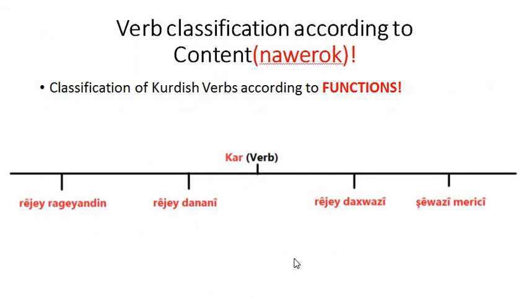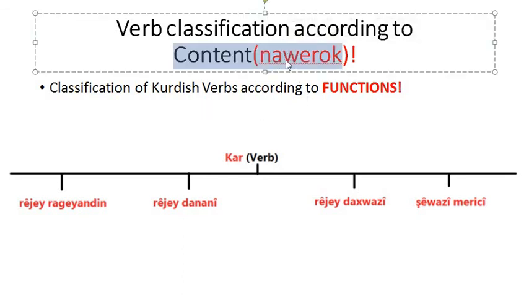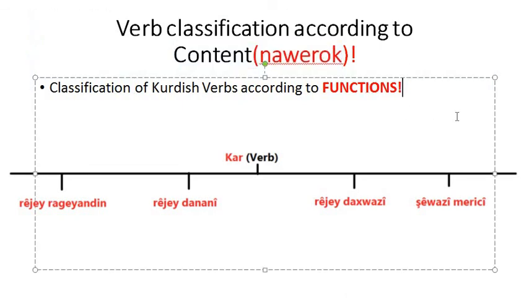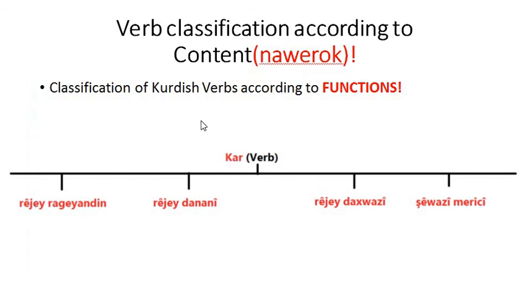Verb classification according to content. Content in Kurdish means na warok. Na warok basically means content. So according to content, let's see.